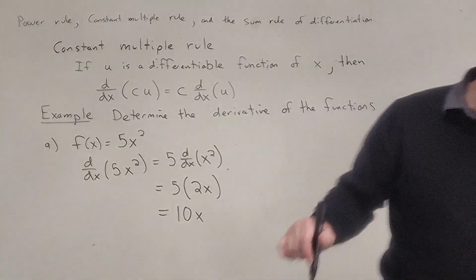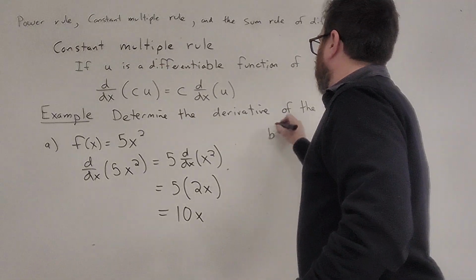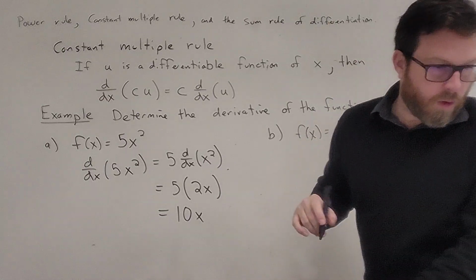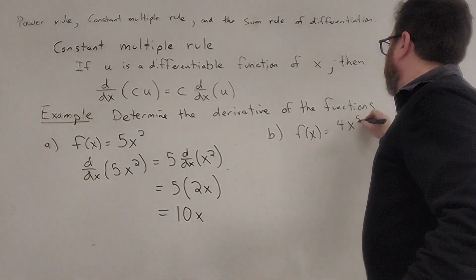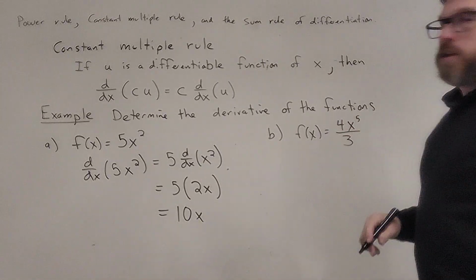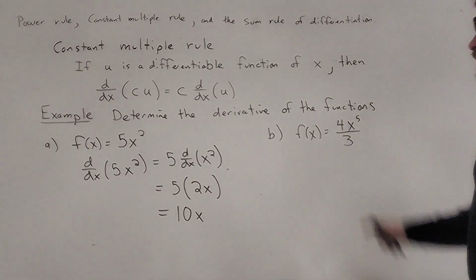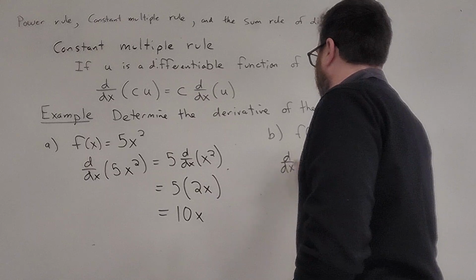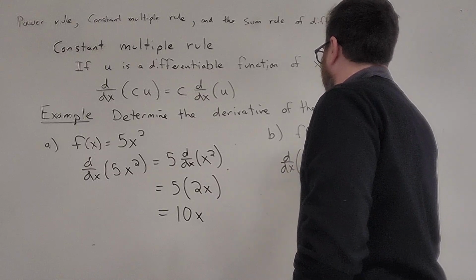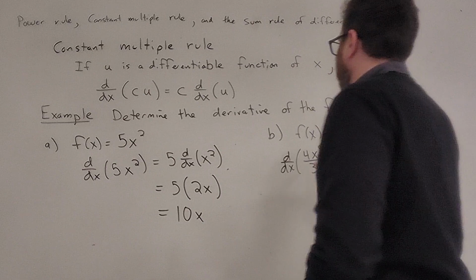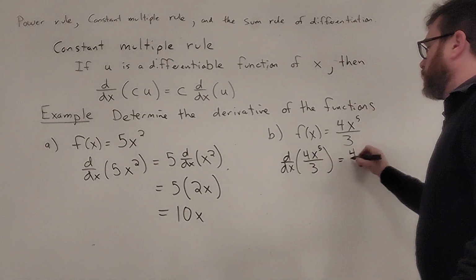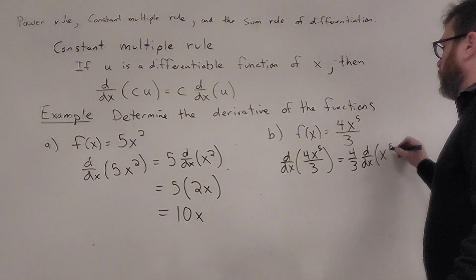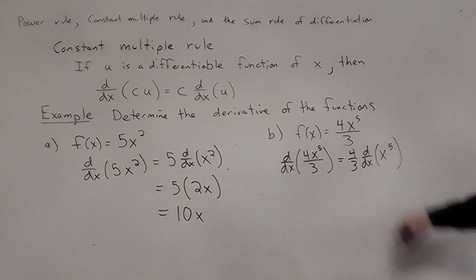Now, another one might be, say, f of x is equal to 4x to the 5th all over 3. So if I want to take the derivative of this thing, I know that that 4/3 is a constant. So I'm going to take the derivative with respect to x of 4x to the 5th over 3. That means I can pull out that constant of 4/3 and then take the derivative with respect to x of x to the 5th. So this allows us to use that previous rule.